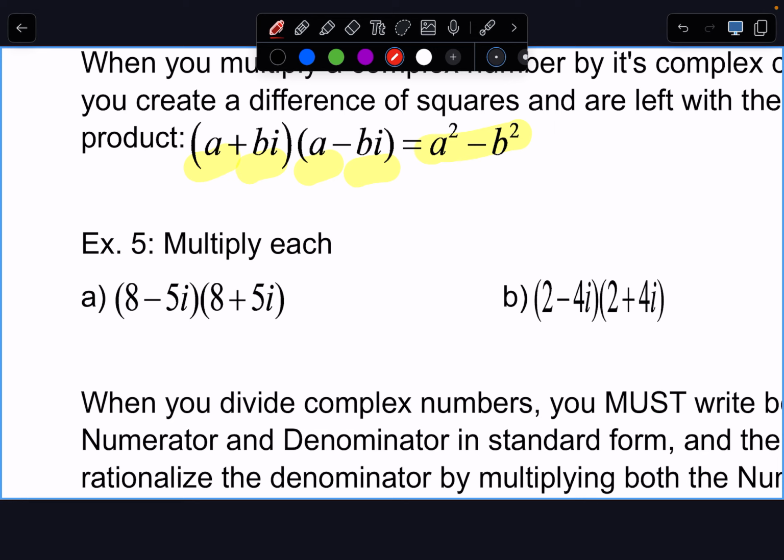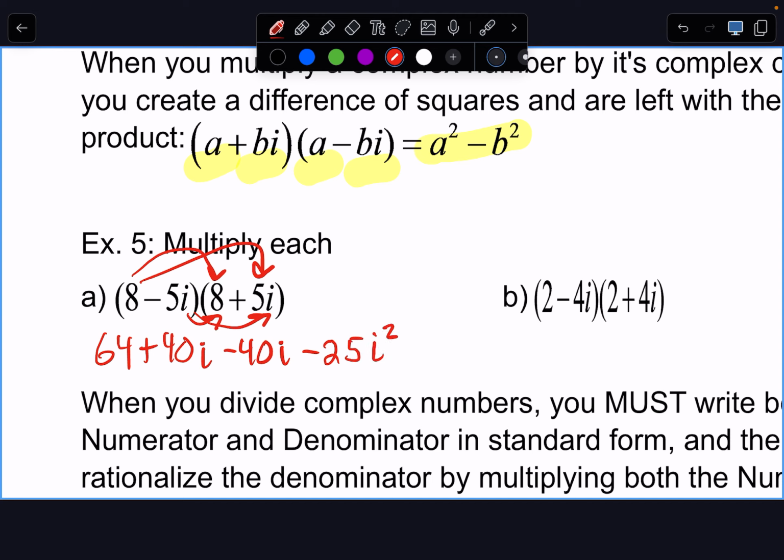If I multiply 8 minus 5i times 8 plus 5i, I can go ahead and do the long route, which would be 8 times 8, which is 64, plus 40i minus 40i minus 25i squared. This is the long way. I'm not going to do this, but if you need to. Guys, what does negative 25i squared become? Positive 25. So this would be now 89, period.